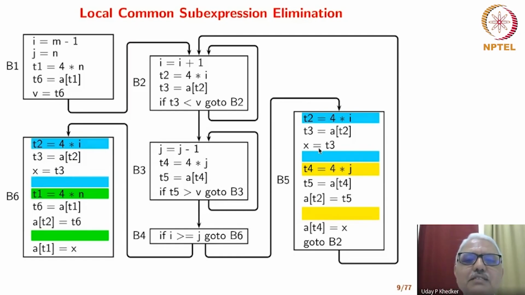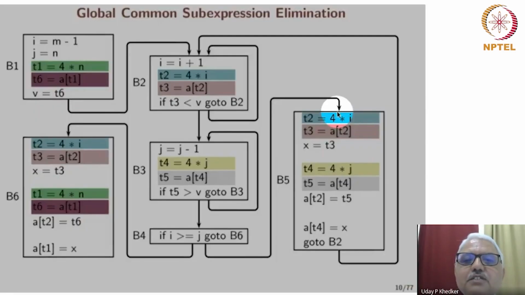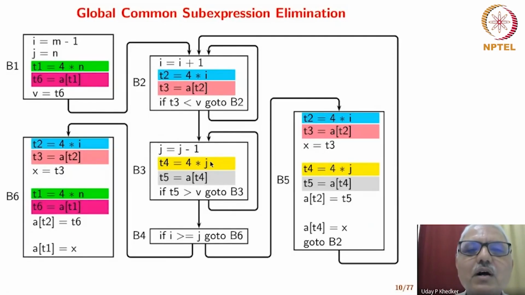The next optimization is global common subexpression elimination, where we have this expression 4 star i computed here, and we have expression 4 star i computed here as well. We have 4 star j computed here and 4 star j computed here. And the question that we want to ask is, can we get rid of these 4 star j computations and 4 star i computations? So I would like to pause here for a minute.